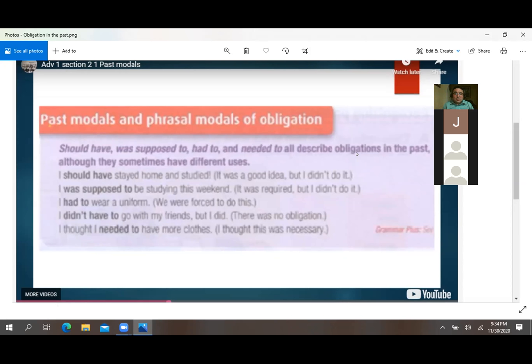I was supposed to. So imagine this person is at the beach right now, and he's telling his friend, man, I was supposed to be studying this weekend, and I'm here with you guys. It was required, but the person did not do it. Look at number three. I had to wear a uniform. Is that optional or mandatory? Mandatory. Okay.